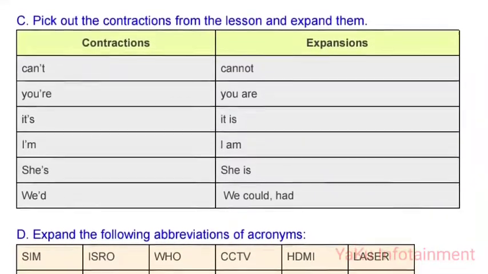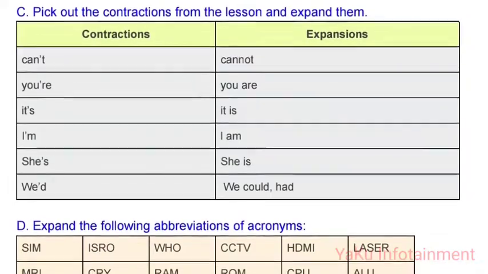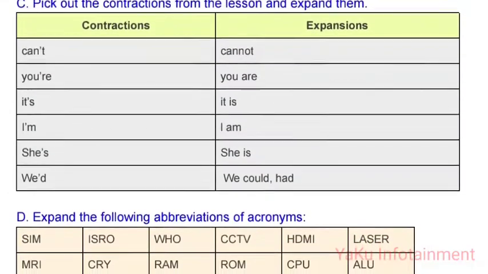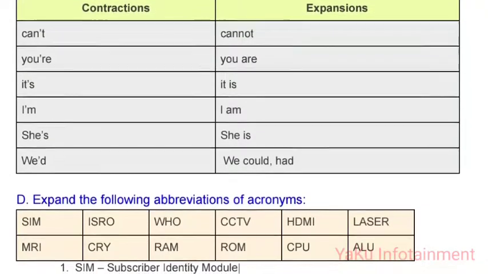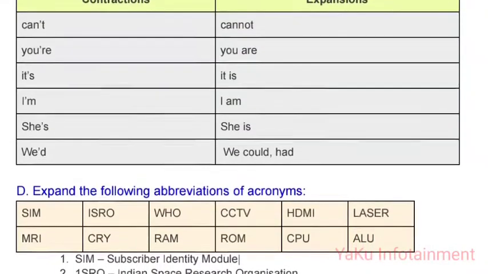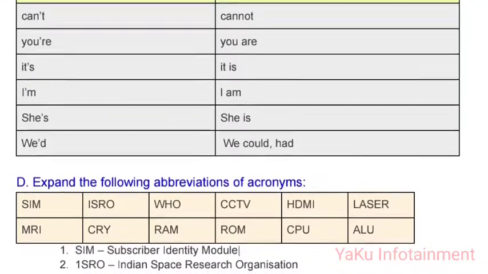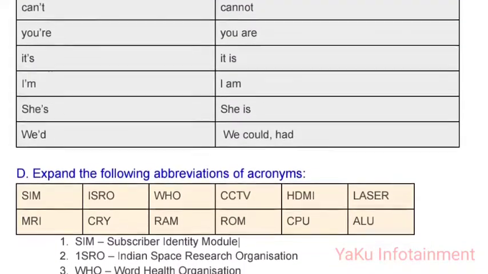C. Pick out the contractions from the lesson and expand them. Contractions, expansions: can't, cannot; you're, you are; it's, it is; I'm, I am; she's, she is; we'd, we could, we had.